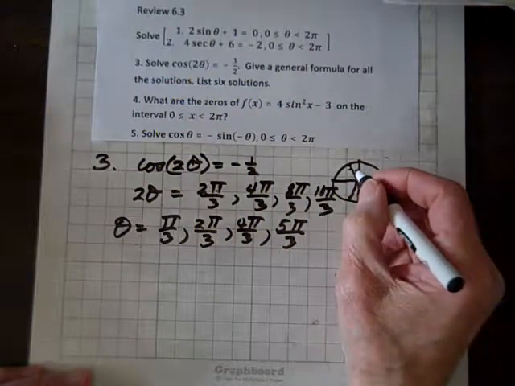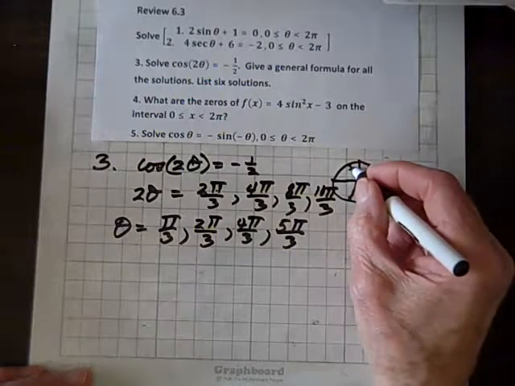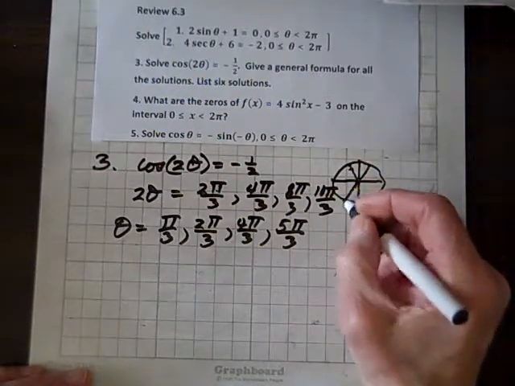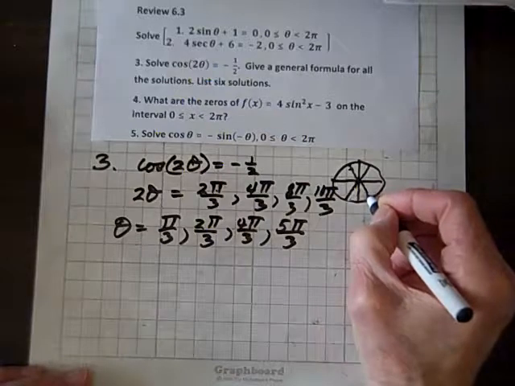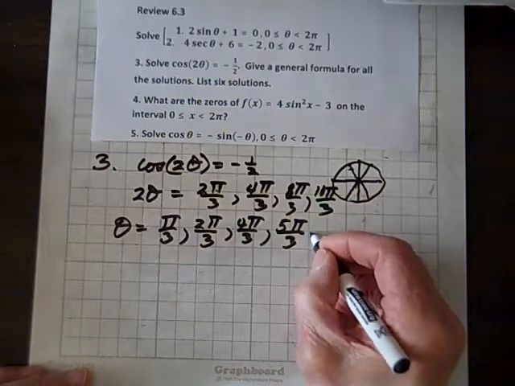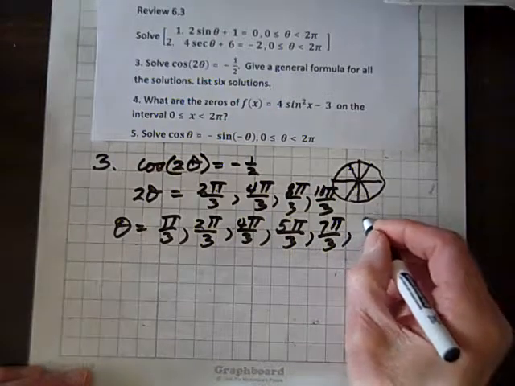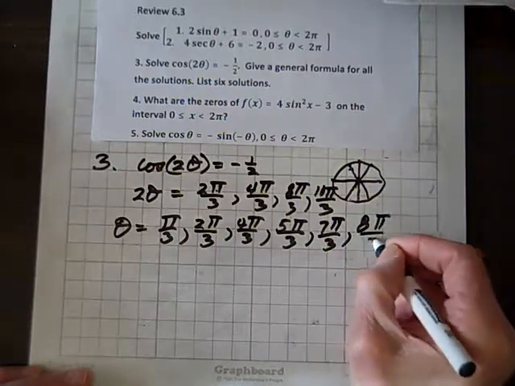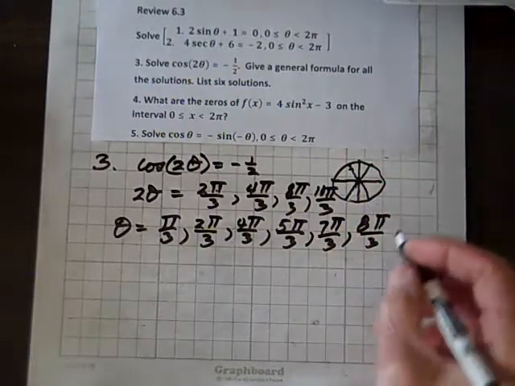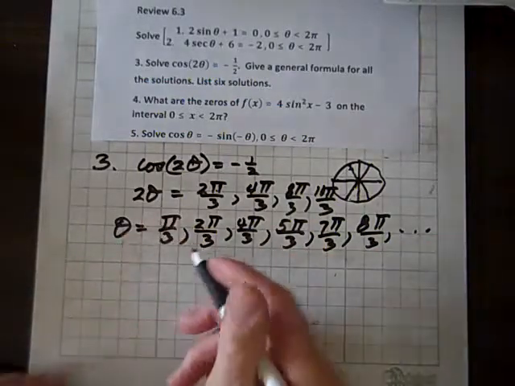If you notice what we're doing here, now we're at pi over 3, 2 pi over 3, 4 pi over 3, 5 pi over 3, 6 pi over 3, 7 pi over 3, 8 pi over 3, 9 pi over 3, 10 pi over 3, 11, and so on. So there's 6 solutions.